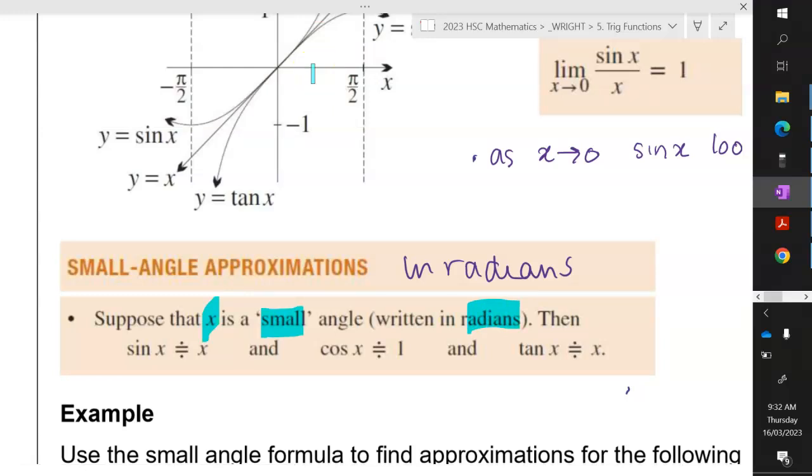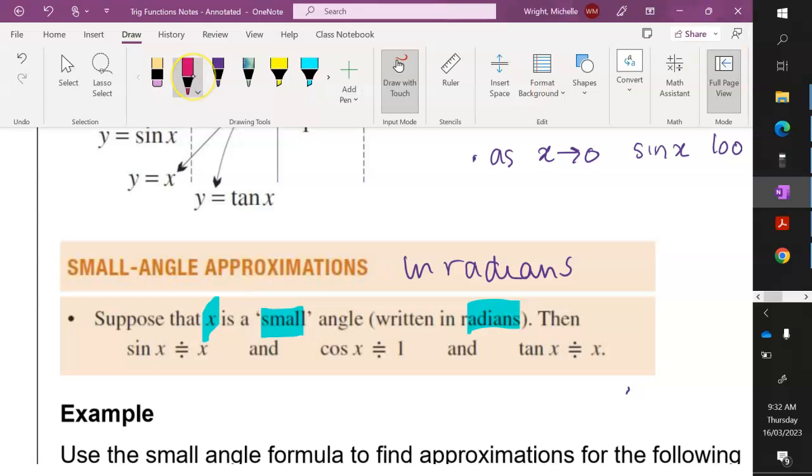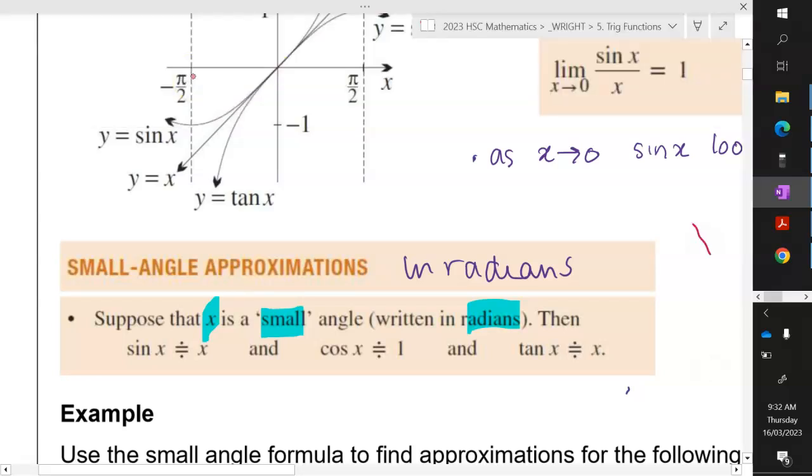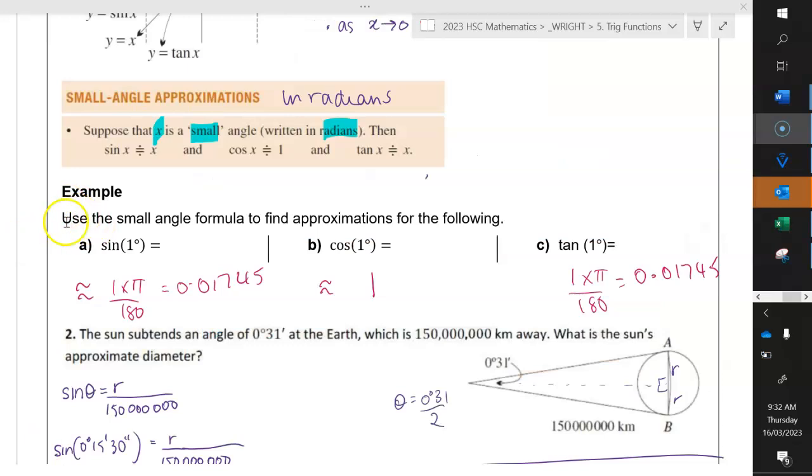Now, if we have a look below, we're going to look at the example, which is a really good example that shows us how that actually works. The first example says, use the small angle formula to find approximations for the following. We have a small angle here after sine. We've got 1 degree, and if you think of how big 1 degree is, if you were to draw that, it's quite tiny, so it's a small angle. We want to find an approximation for sine of 1 degree. We know that sine of x is approximately equal to x when x is small and when x is in radians. So I'm going to change x here, our 1, to radians.